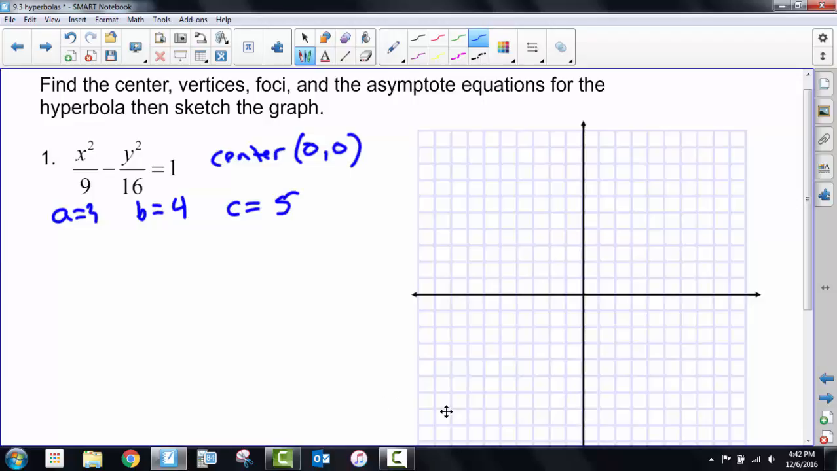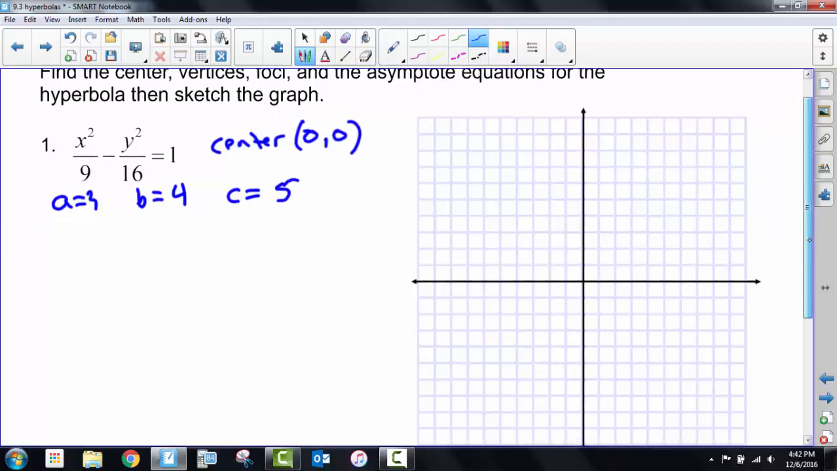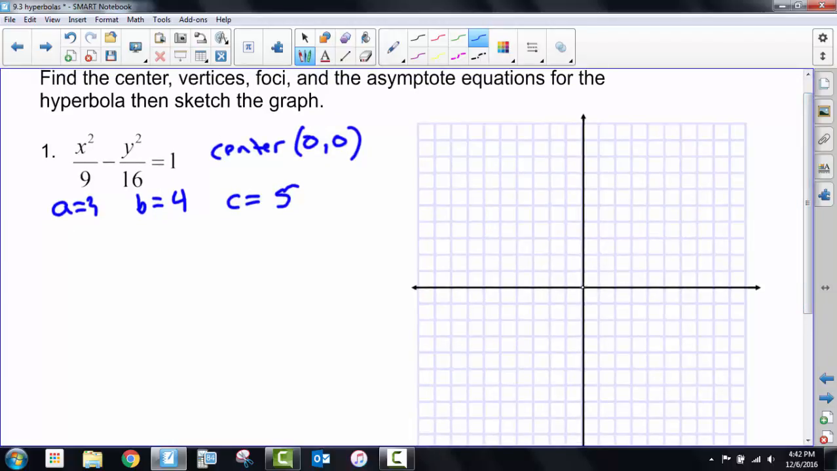And then we know the relationship is the whole Pythagorean situation. A squared plus B squared equals C squared. That's your nice, simple Pythagorean triple. So C is 5.